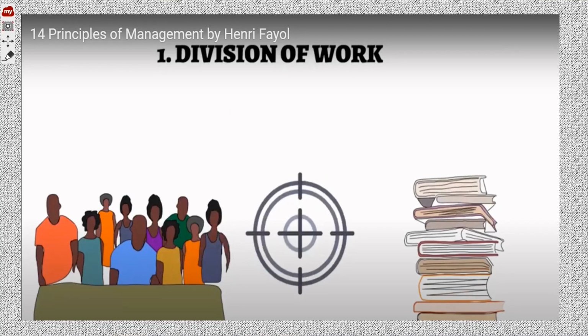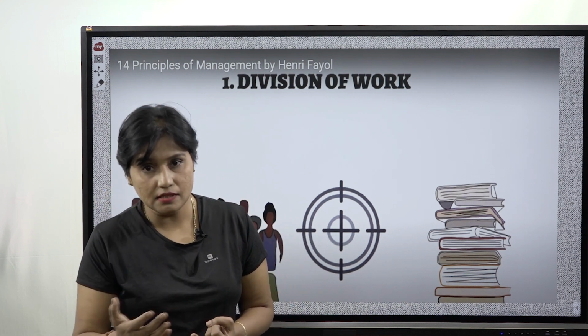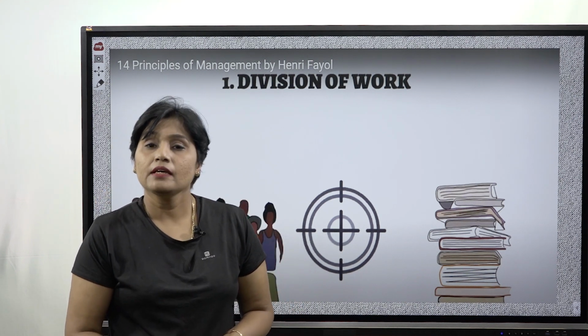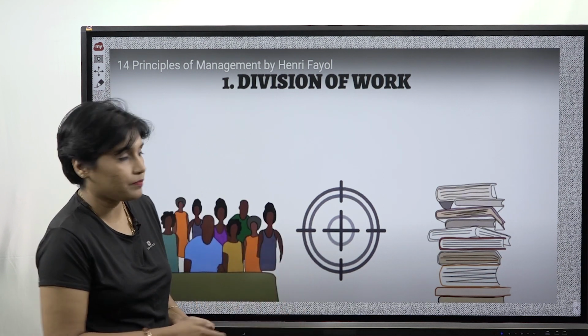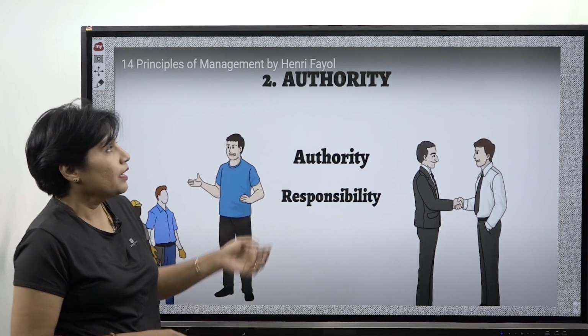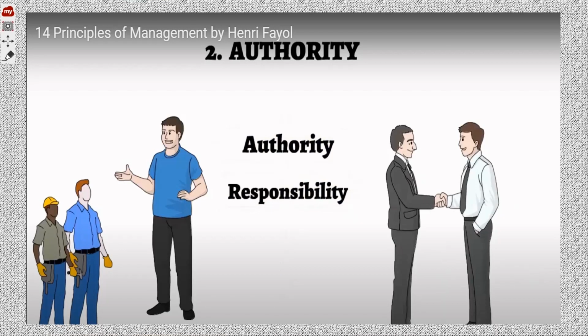Now, to summarize division of work: the entire work of the factory is divided into smaller units. Then, when an employee is appointed, he becomes specialized in performing a single task. And thirdly, the production will be more effective and efficient. Now, let's move on to the next point. We have authority and responsibility. Authority means the right to give orders to the subordinates. Now, who are subordinates?